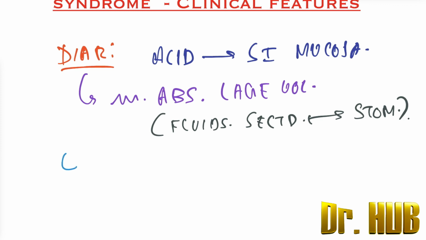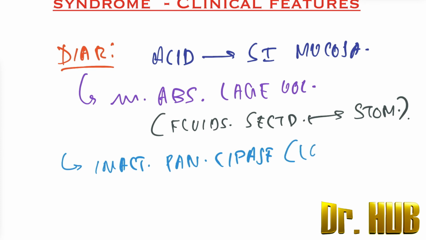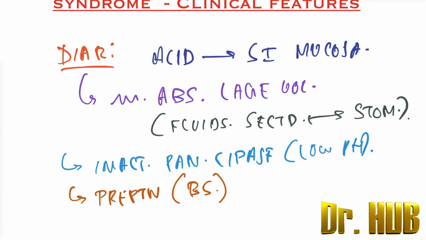Next, there is inactivation of the pancreatic lipase, and this is by a low pH. Then comes the precipitation of the bile salts, that is, the BS.